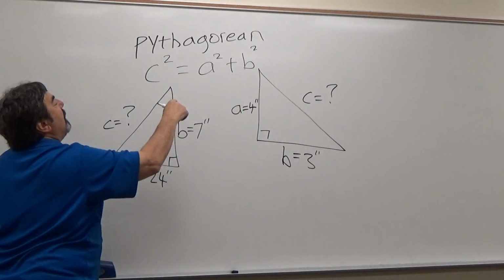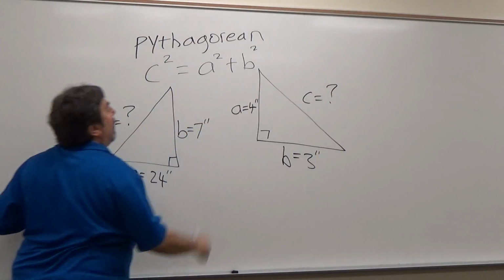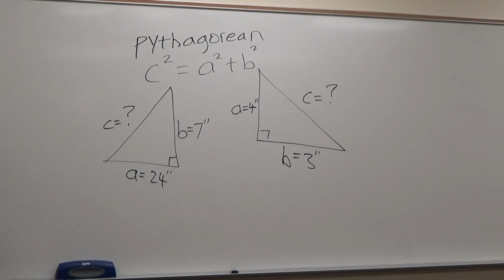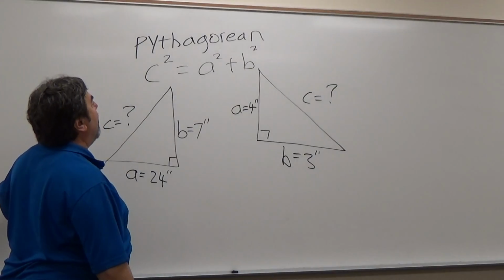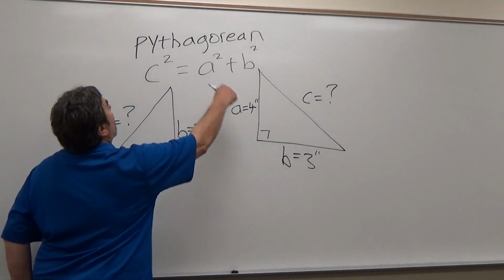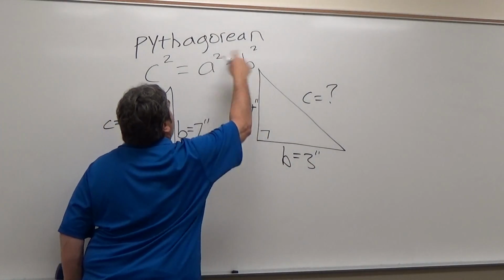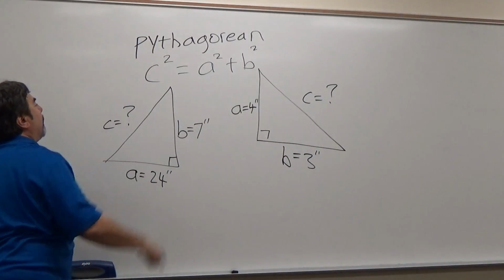So these are only sides. None of these are angles. That's why they're all lowercase letters. We're only talking about the sides here, not the angles. So this is saying if you take one of the sides and square it, and you add it to the other side squared, you're going to get the hypotenuse squared.